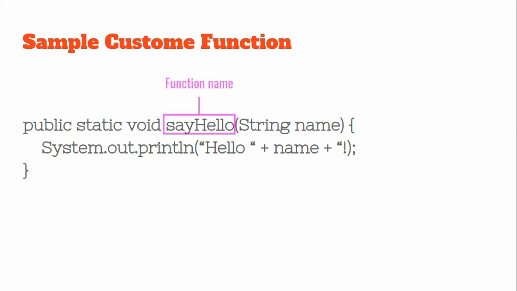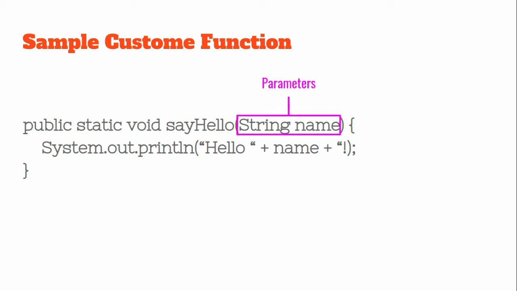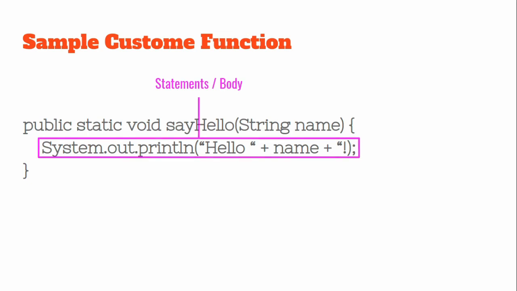Followed by the function name. Say hello is the function name in this case. And of course, you are supposed to use a name that describes what this function does. Then inside of the parentheses will be the parameters. In this example, there's only one parameter, which is the name parameter, and it is of type string. And within the opening and closing curly braces will be your statements or the body of the function.